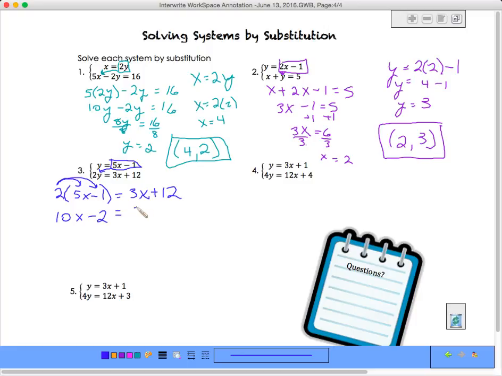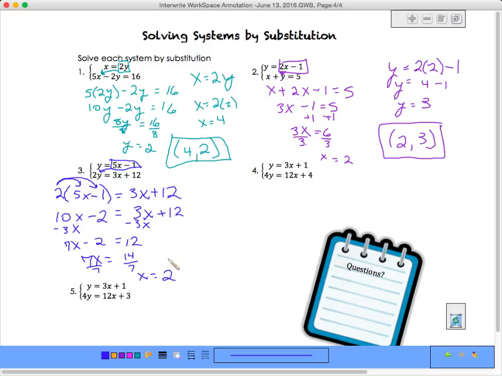We've done a lot of that. Okay. Next to solve, I can move the 10x or the 3x, but I'll move the smaller one just to keep things nice. Stay away from those negative numbers as long as we can. Okay. Add the 2 over, and I get 14. Divide by 7, and I get 2 again.